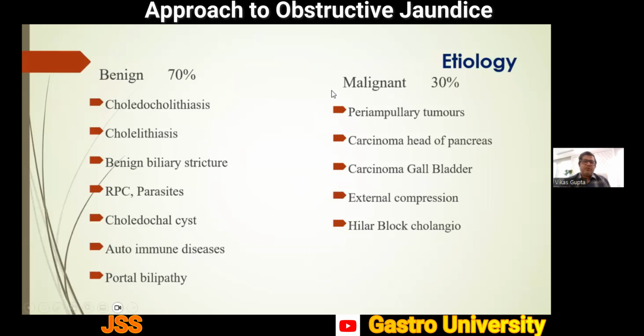If we see the etiology of jaundice, about 70% of the patients will have a benign etiology in the form of choledocholithiasis and cholelithiasis, benign biliary stricture, recurrent pyogenic cholangitis, parasitic diseases, choledochal cyst, autoimmune diseases of the liver, autoimmune IgG4 related pancreatitis, IgG4 related hilar stricture, and then portal biliopathy can be an important cause in an Indian scenario where we see a lot of portal hypertension. And malignant etiologies only contribute to 30% of the patients. This can be periampullary carcinoma, head of pancreas carcinoma, carcinoma gallbladder, extrinsic compression, or hilar cholangiocarcinoma.